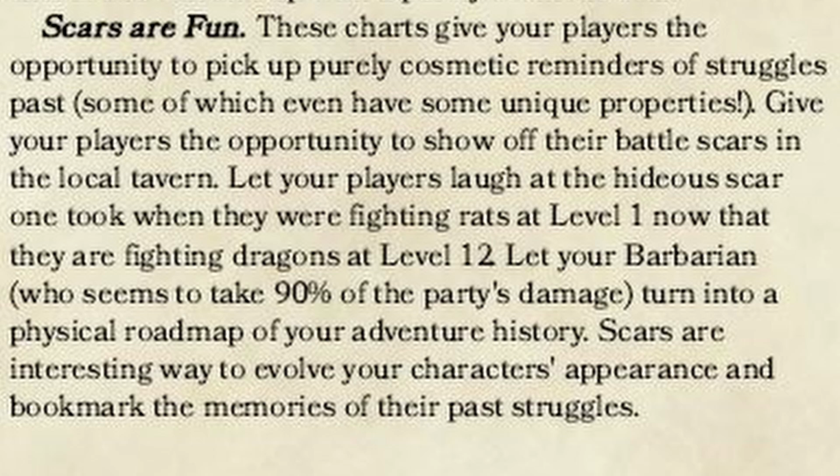And it's little things like that, with scars and injuries and that risk and reward factor, that can really bring it back. But let's say you give your players the opportunity to show off their battle scars in the local tavern. It's also very fun. Let your players laugh at the hideous scar one took when they were fighting rats at level 1, now that they're fighting dragons at level 12. Let your barbarian, who seems to take 90% of the party's damage, turn into a physical roadmap of your adventure history. It's brilliant. Scars are interesting ways to evolve your character's appearance and bookmark the memories of their past struggles.